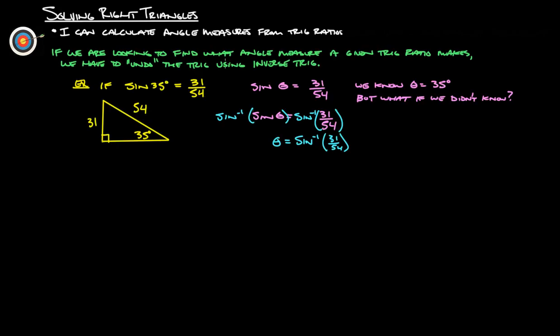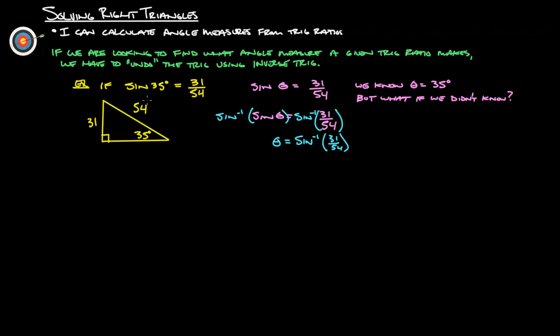If we are looking to find what angle measure a given trig ratio makes, we have to undo the trig using inverse trig, okay? So, for example, if we know that sine of 35 degrees equals 31 over 54. So we know this angle here is 35, that side's 31, that's 54. That's opposite and hypotenuse, so that would be sine. So sine of 35 equals 31 over 54.